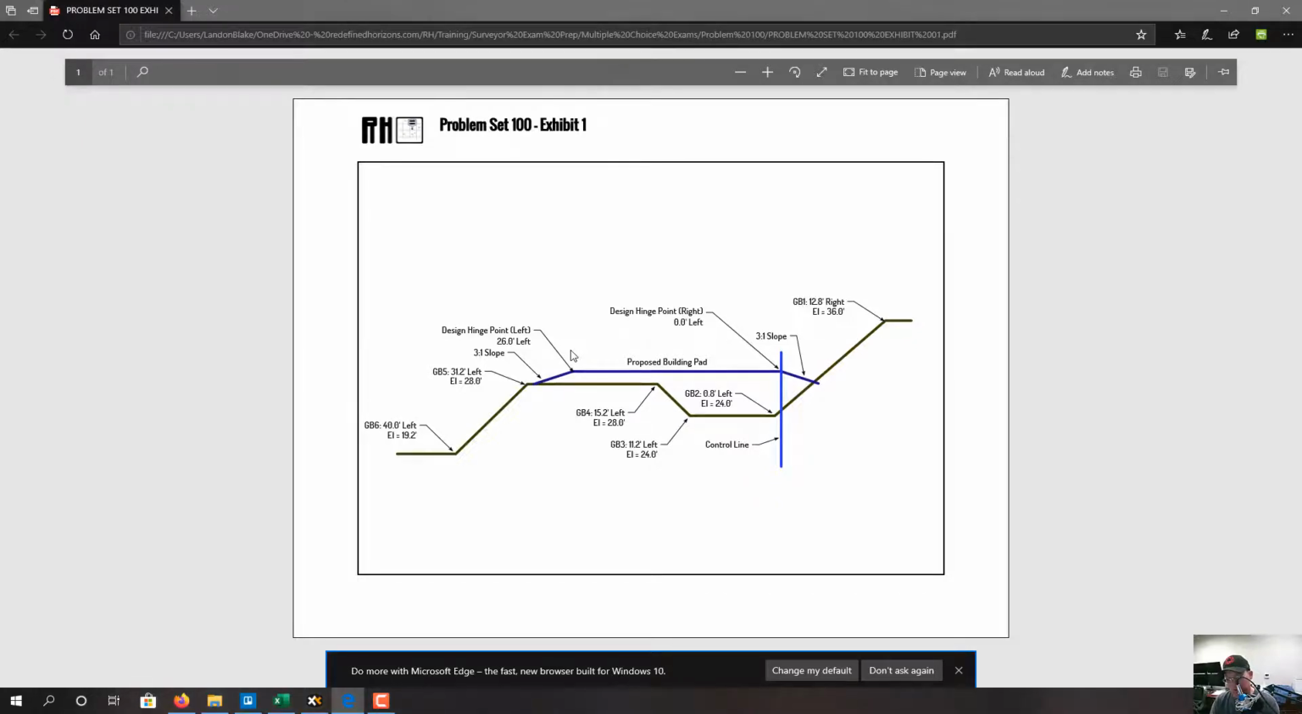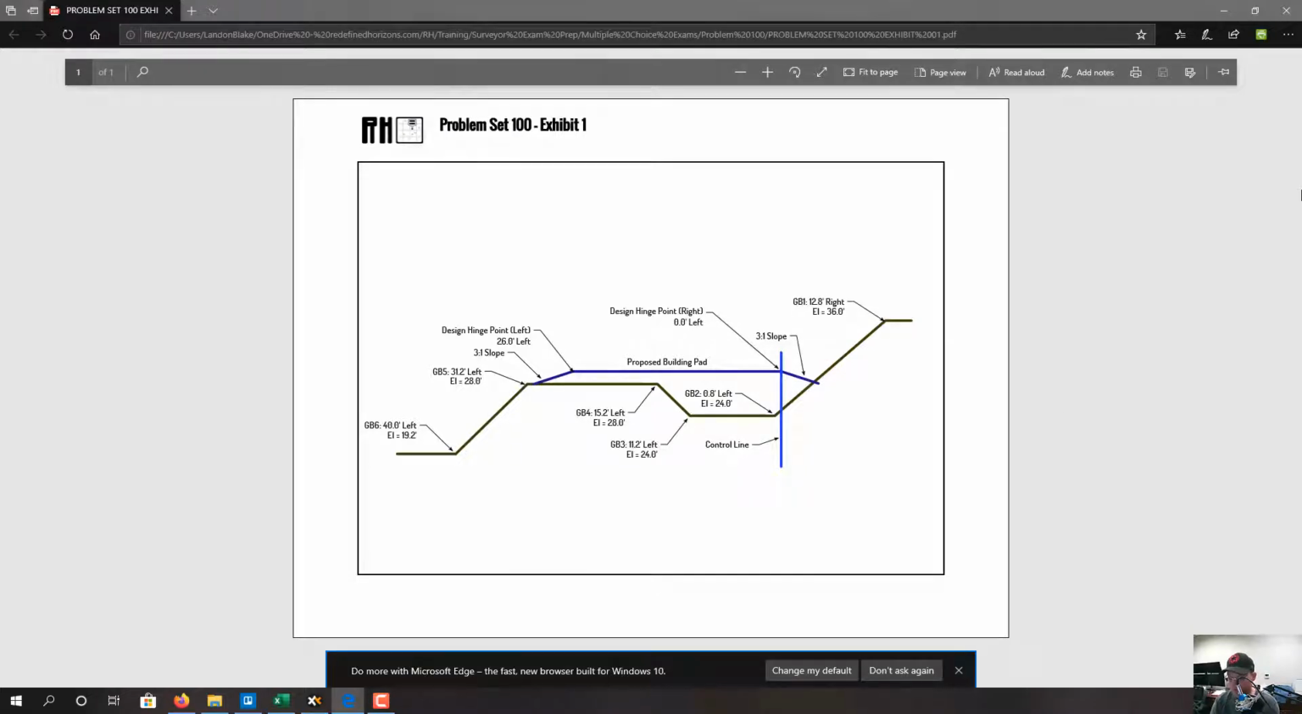So let's go ahead and dive into question 11. Questions 11 to 16 refer to a typical cross-section on a building pad. These are all construction surveying type of questions. I want to know that you can read a typical cross-section and that you understand a little bit about slope staking.